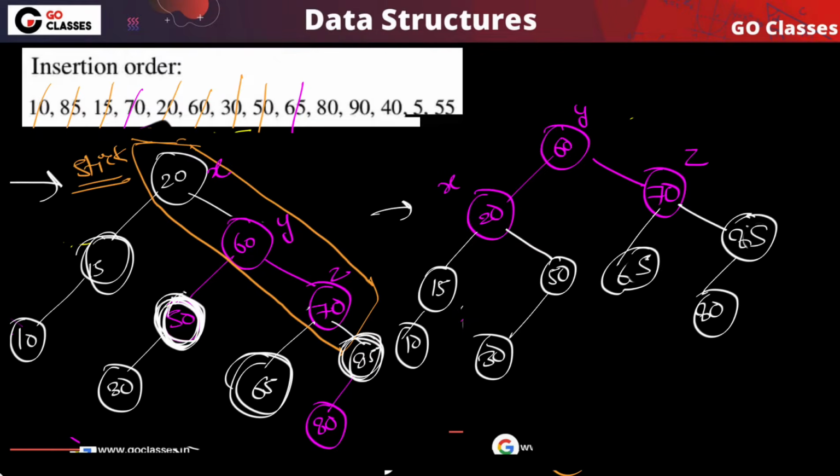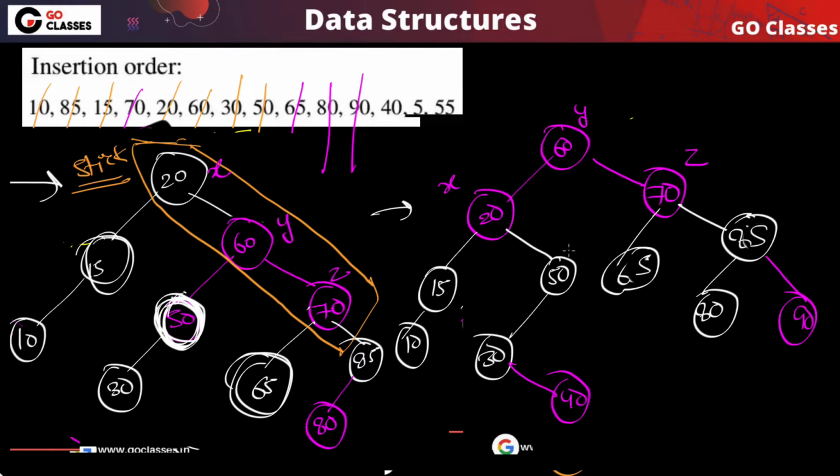Now 65 is over, 80 is also over. Now let me insert the other nodes, which are 90, 45 and 55. To insert 90, I will go on the right, on the right, 90. Okay. Now I don't think there is any imbalance, so things are balanced now, and 90 is over. 40: so 40 go left, go right, go left and go right. Okay. Now let's check whether things are balanced or imbalanced. Now 30 is balanced, 50 is imbalanced.